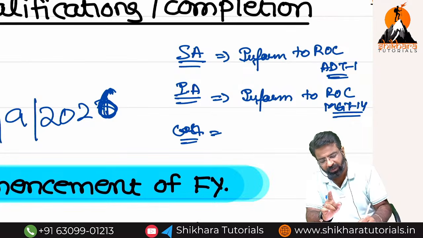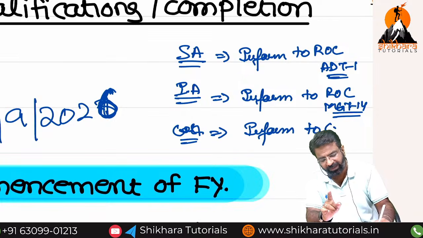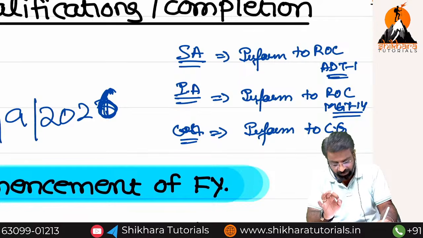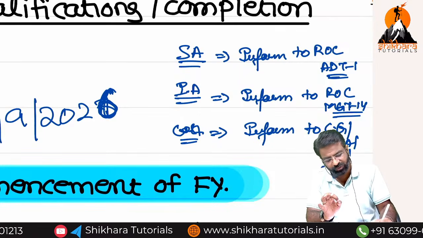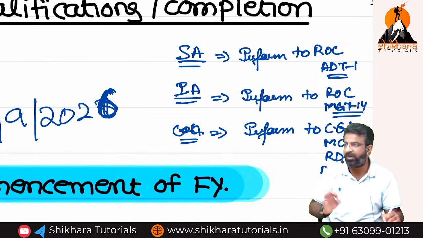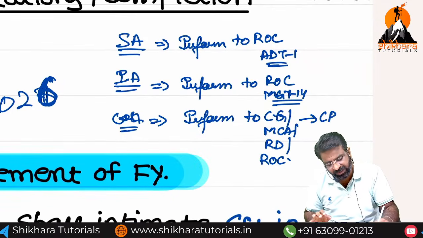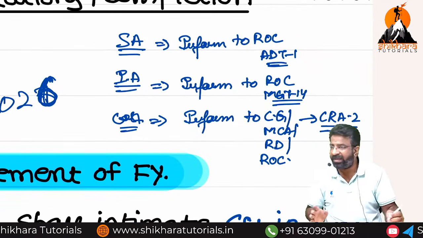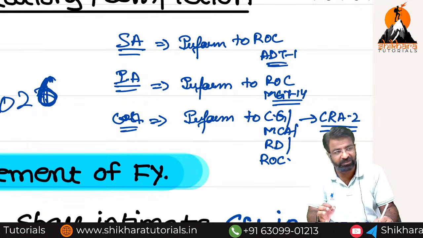Here you can use the word MCA also. You can also use the word RD. You can also use the word ROC. One and the same thing. But I will say that preferably you should use the words central government, in form number CRA2. Sir, what is there in CRA2? CRA2 contains the details of my auditor.